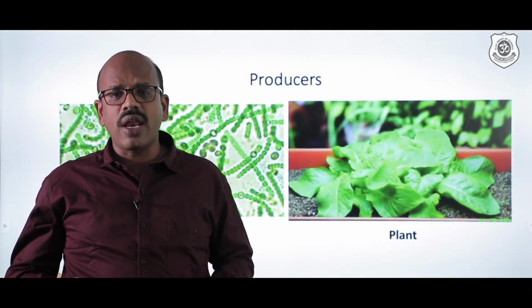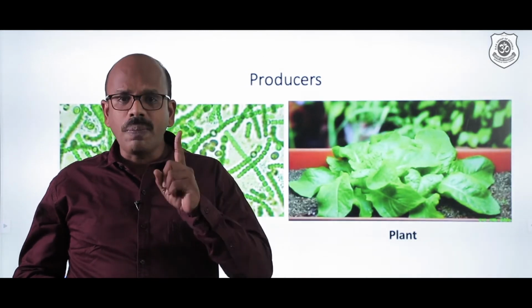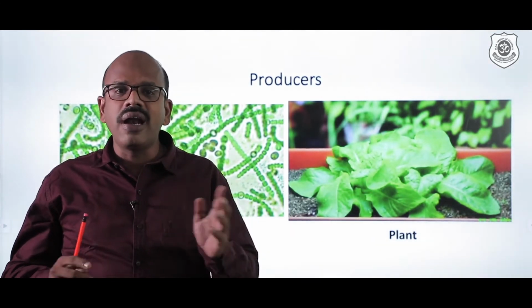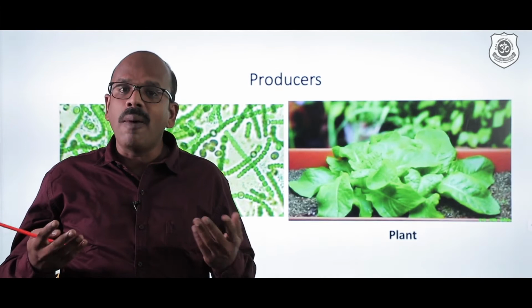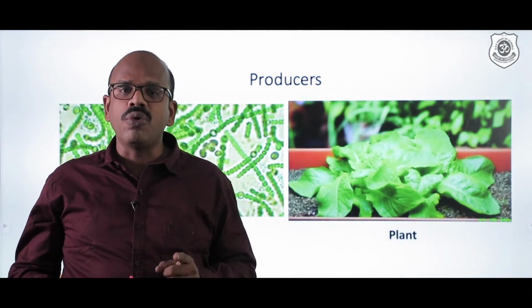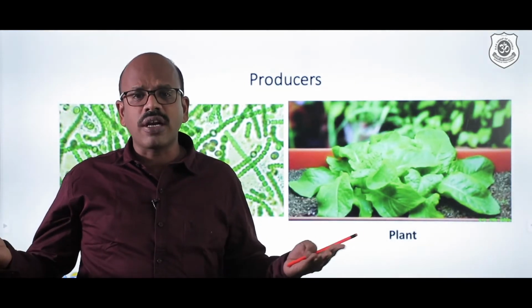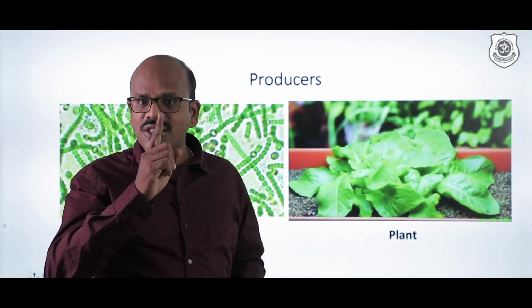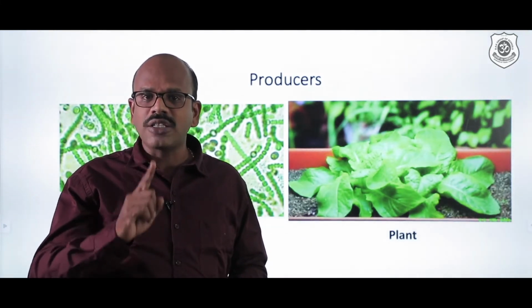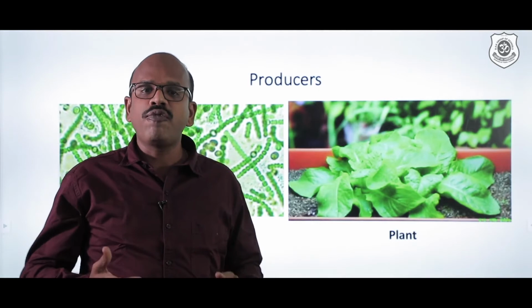So producers are considered to be the organisms that produce food. How much amount of solar energy are they going to trap? Only 1%. All the other radiant energy is being wasted. But at the same time, I will tell you, even though there are millions of organisms on the earth, only plants are able to fix that 1% of the solar energy and give food for the world.